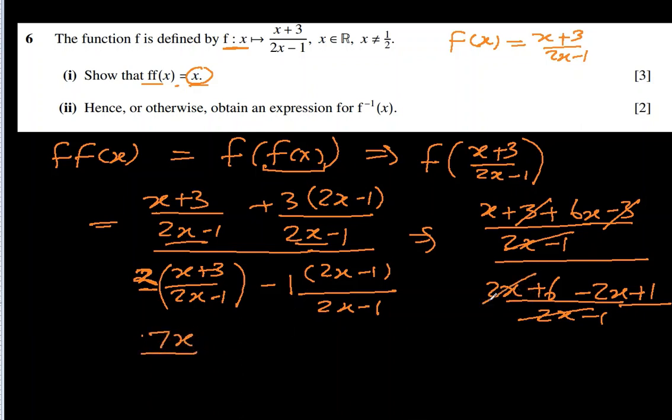And in the denominator, 2x and minus 2x cancel. 6 plus 1 is just 7, and 7 cancels out. We get x. That was what they were asking us to show.